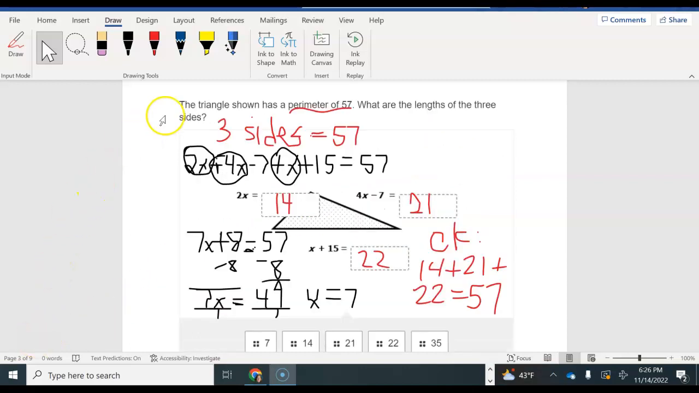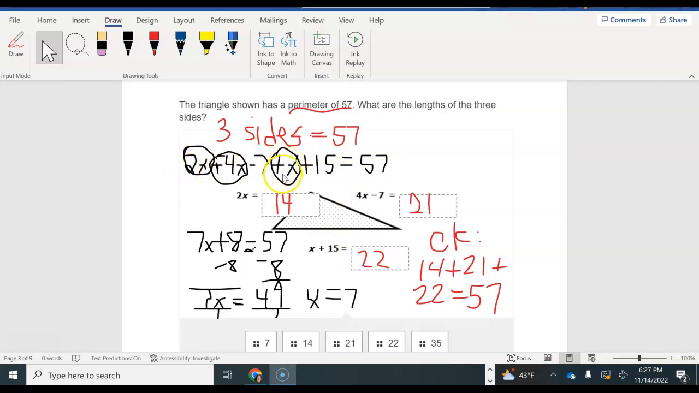All right, the next question says the triangle shown has a perimeter of 57. What are the lengths of the 3 sides? Remember, the definition of perimeter means you add up the 3 sides. So that means these 3 sides equal 57. So that's what we're going to do. We're going to take 2x plus 4x minus 7 plus x plus 15 and set that equal to 57. So that's what I did here.